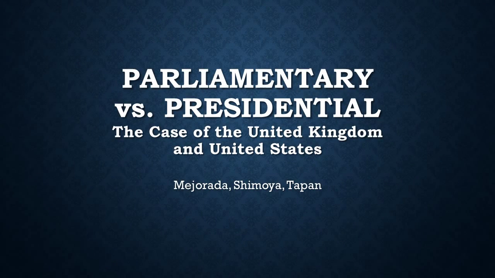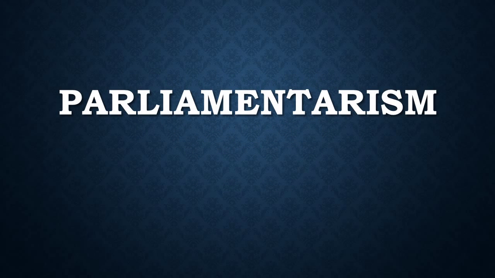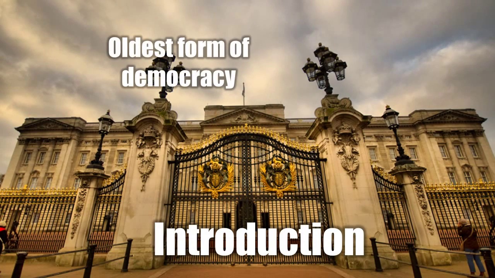This is a case study on United Kingdom's parliamentary system versus the United States presidential system. Let's first start off with some quick facts on parliamentarism. Parliamentarism is the oldest form of democracy.